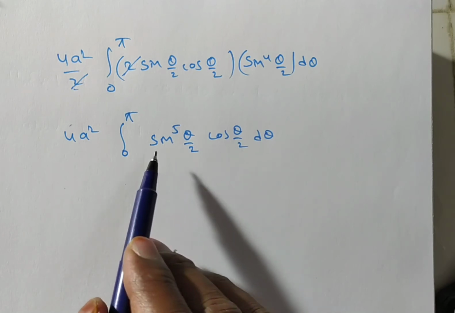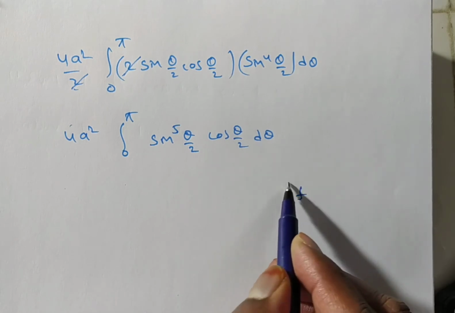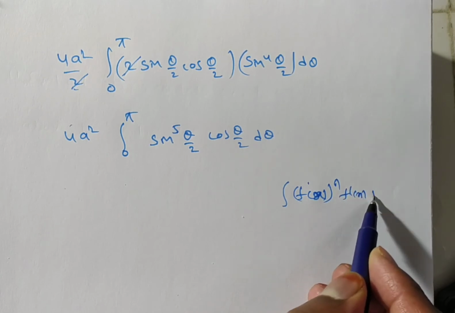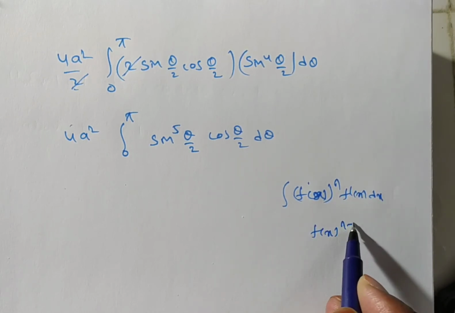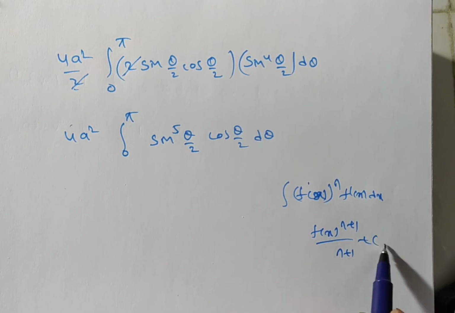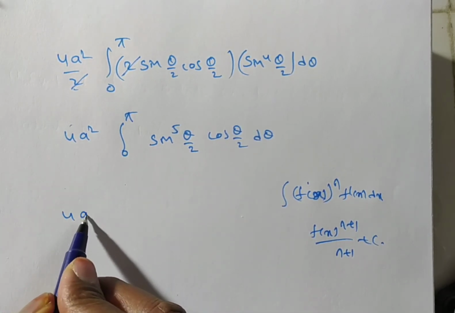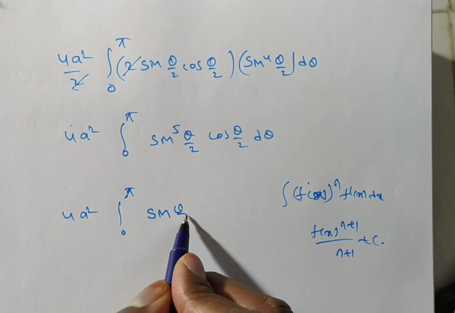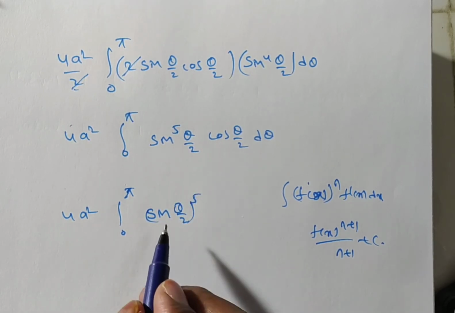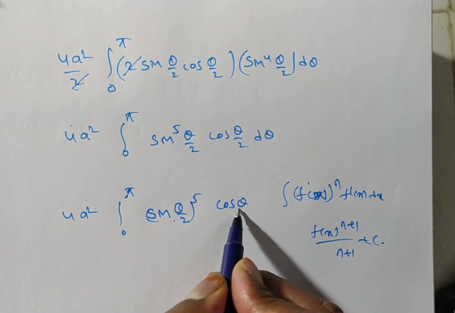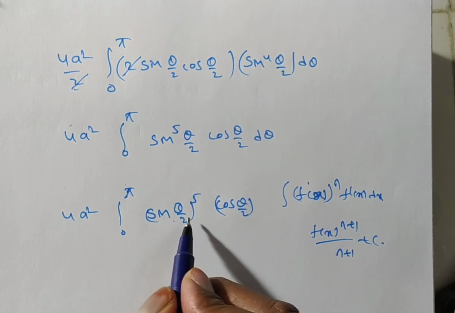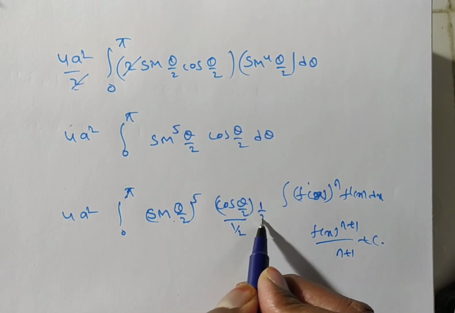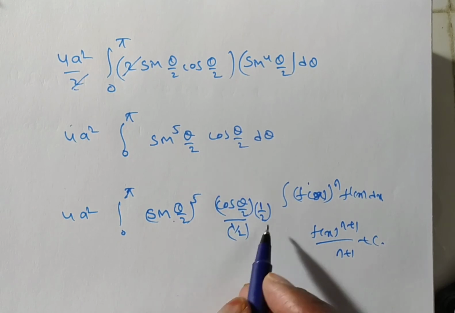I can apply the Wallis method, or else the bracket derivative method. Here, if you have a formula, f of x to the power n into f dash of x dx, then you can write f of x to the power n plus 1 by n plus 1. That's it. You can apply this formula. So in this case, 4a square integral from 0 to pi. Now sin theta by 2 whole to the power of 5, I can write this as, what is the derivative of sine? Cosine only, that is cos theta by 2. But is the theta by 2 derivative beside? No. For that, theta by 2 derivative is 1 by 2, so multiplying 1 by 2 here and dividing with 1 by 2. That's it, into d theta.